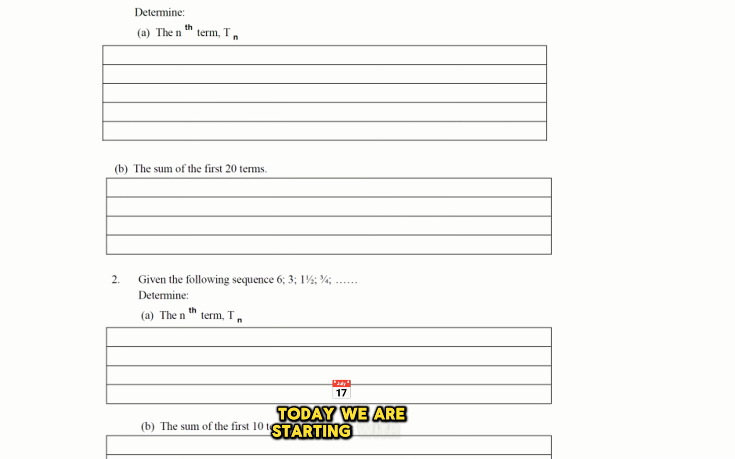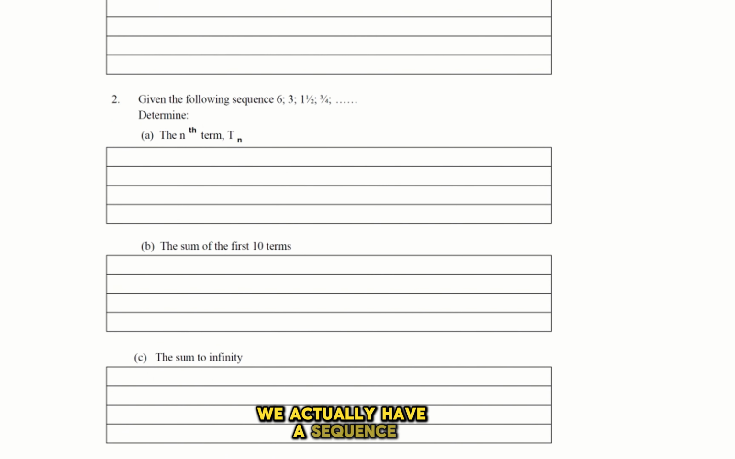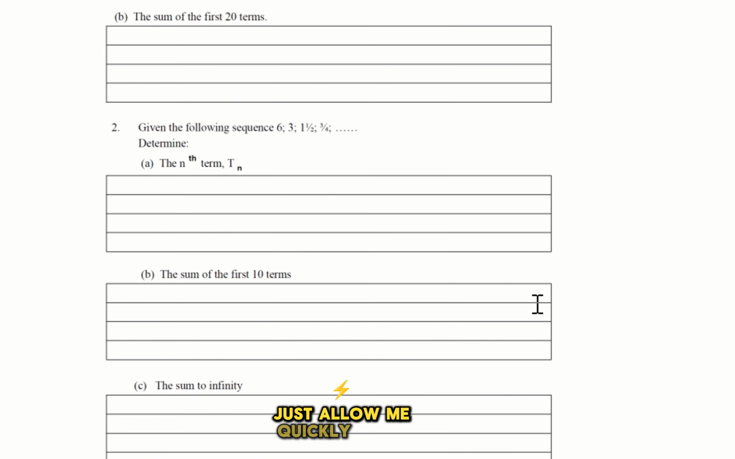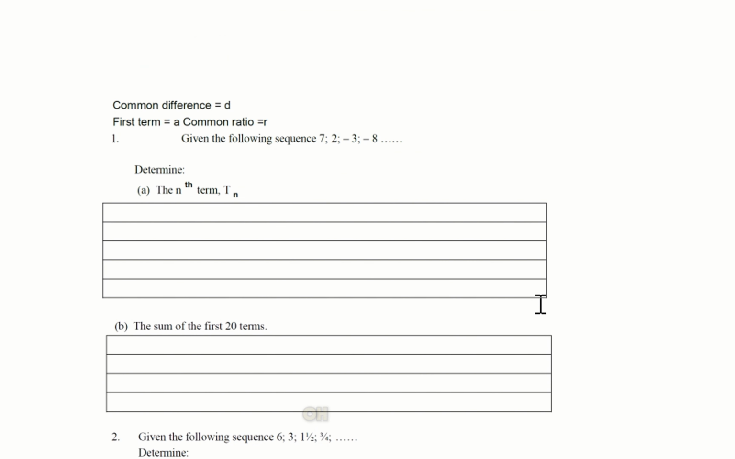Today we are starting with the grade 12 sequence and series topic, and we are now going to just work through some exercises. We are given a sequence, and the sequence looks as follows: 7, 2, -3, and -8.